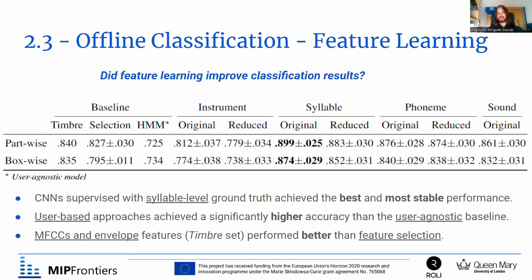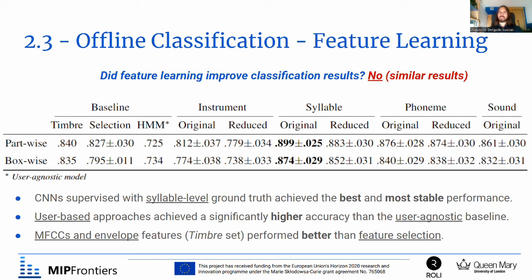But this begs the question: did feature learning in the end improve classification results? Because all these experiments were done with the amateur vocal percussion dataset, but also with another one. So we have to repeat the experiments, but only for the amateur vocal percussion dataset, as we did in the earlier slides that we wanted to improve. So did feature learning improve classification results?